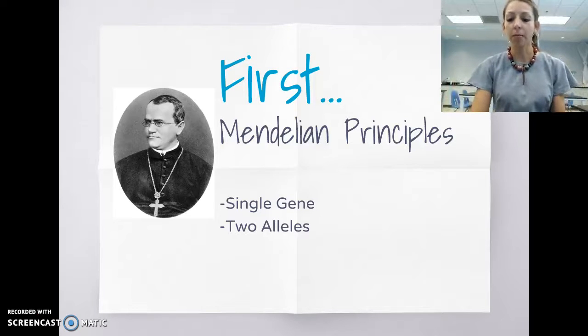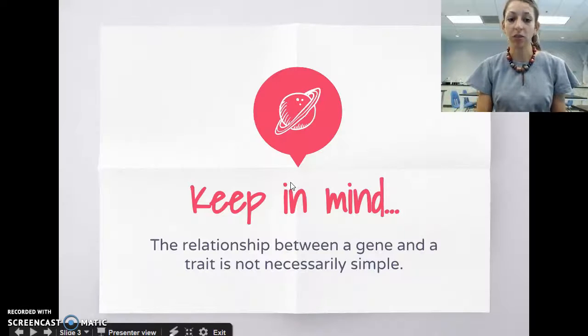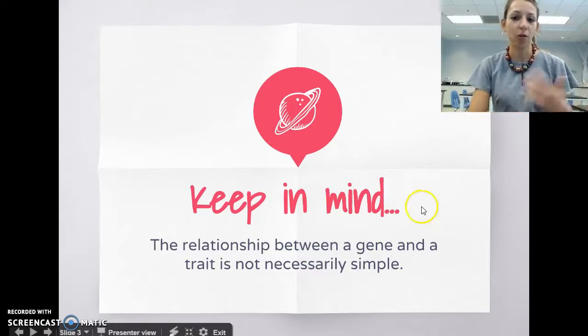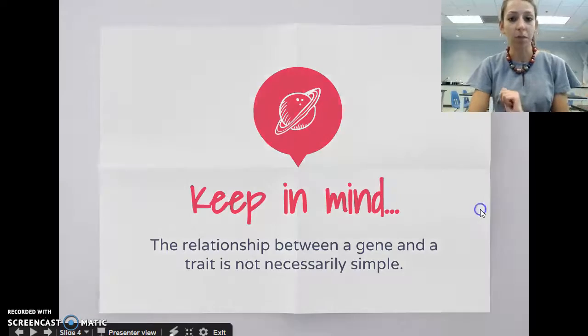for the most part. Today we're going to talk about instances where there might be multiple alleles and how that works with inheritance. So keep in mind, the relationship between a gene and a trait is not necessarily simple. In fact, most of the traits that you recognize in your body are controlled by multiple genes, and there may be multiple reasons for why these are interacting with each other or presenting in the phenotypes as they do.